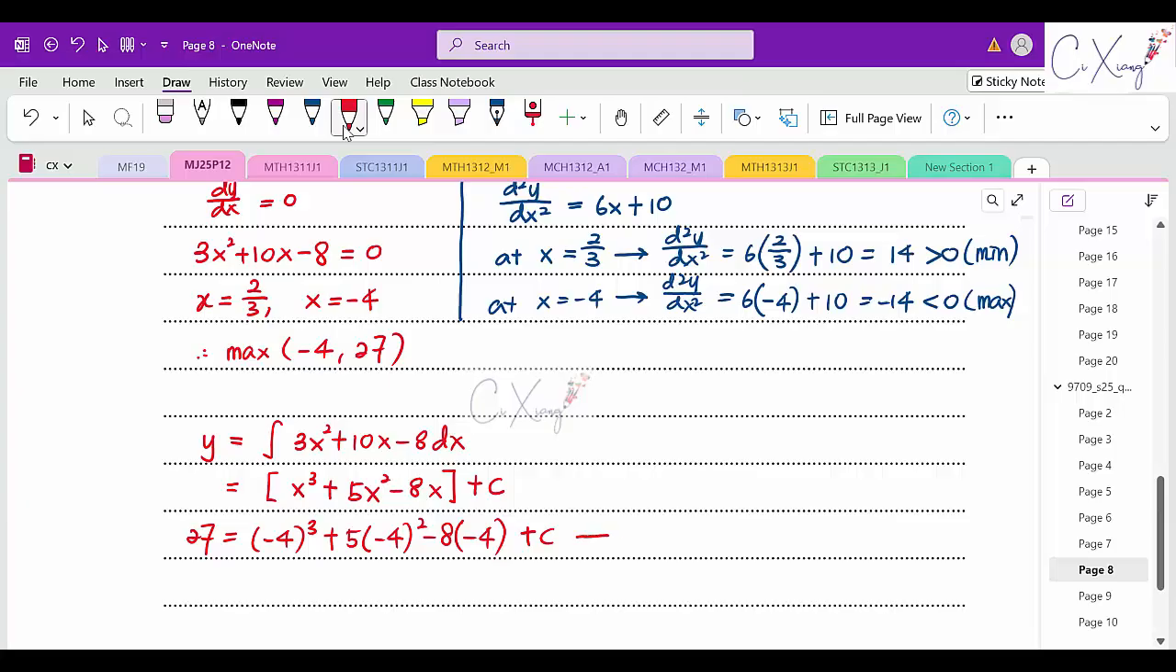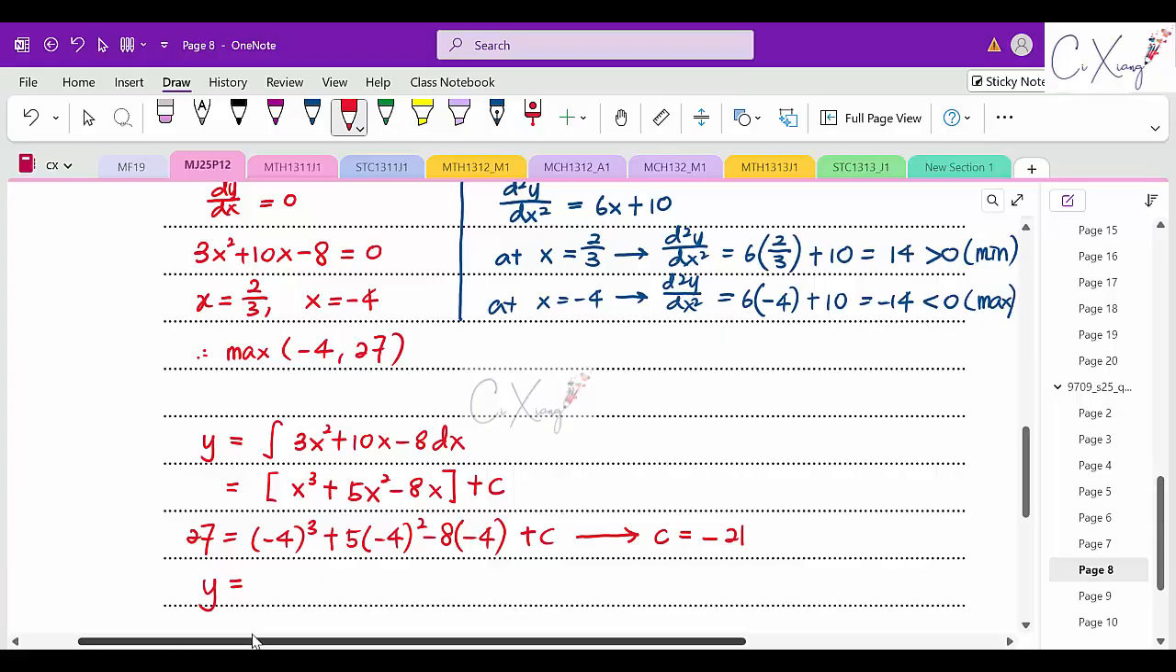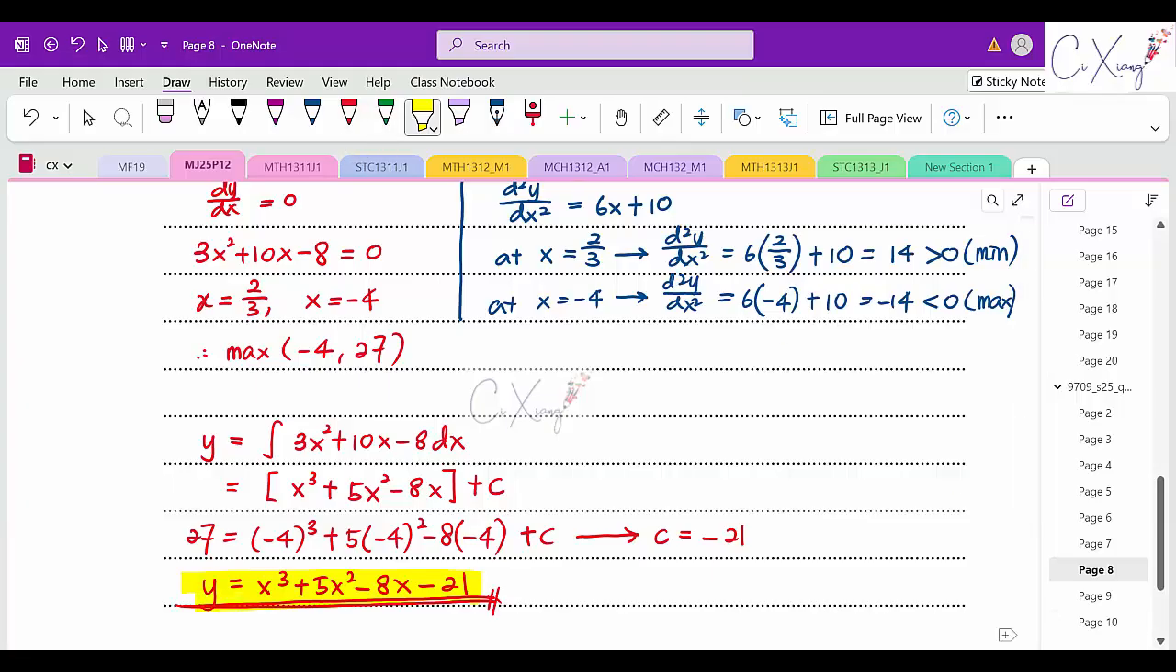So from here, if you try to simplify this equation, by right, the value of c that you get should be -21. So rewrite our equation one more time with the value of the constant. So you're having x power 3 plus 5x squared minus 8x, then minus 21. And this is our equation for the y. Alright, okay, and then let us talk about the maximum point.